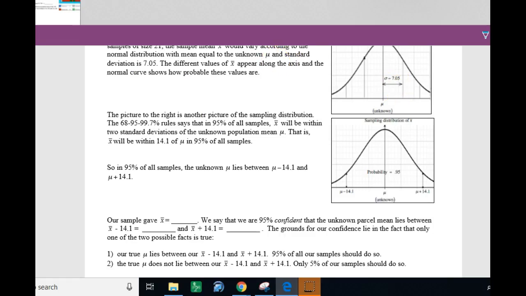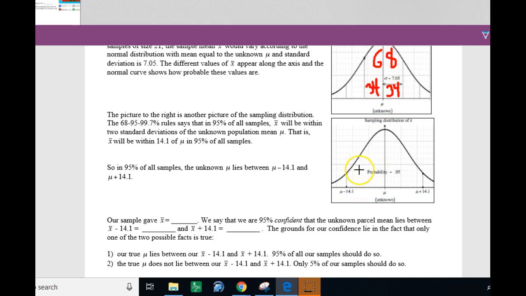So remember from the 68, 95, 99.7 rule, what that tells us is that 34% of our data is going to be one standard deviation to the right of the mean, 34% is going to be one standard deviation to the left of the mean, so 68% of our data is within one standard deviation. Remember that from the past.